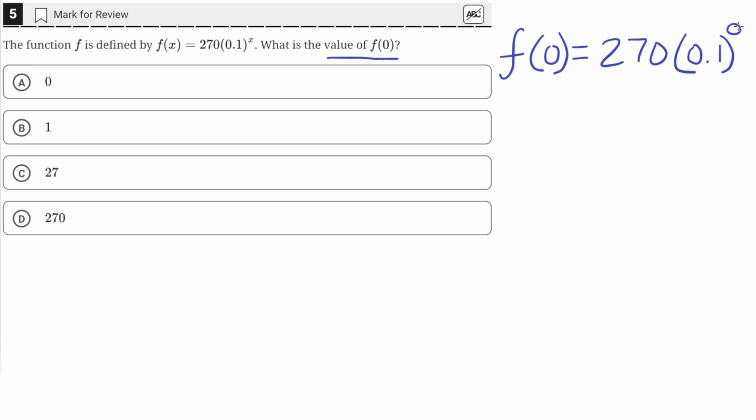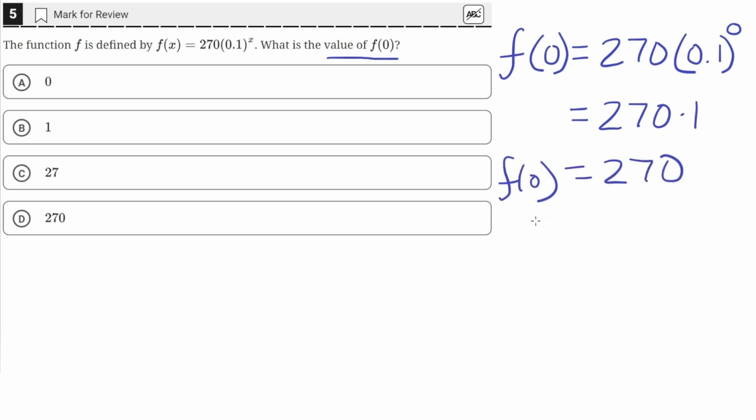So 0.1 raised to the 0th power is just 1. Anything raised to the 0 power is just equal to 1. So we'll just have 270 times 1, which is just equal to 270. So f of 0 is equal to 270.